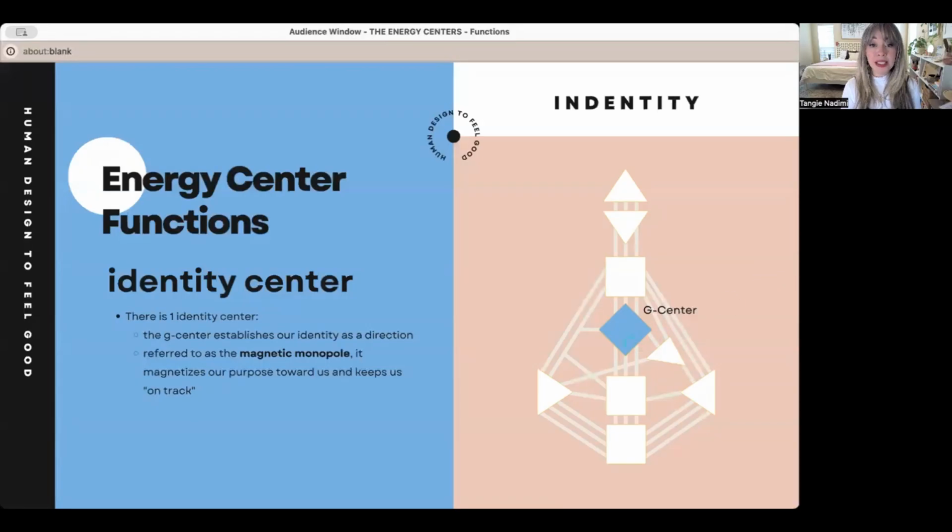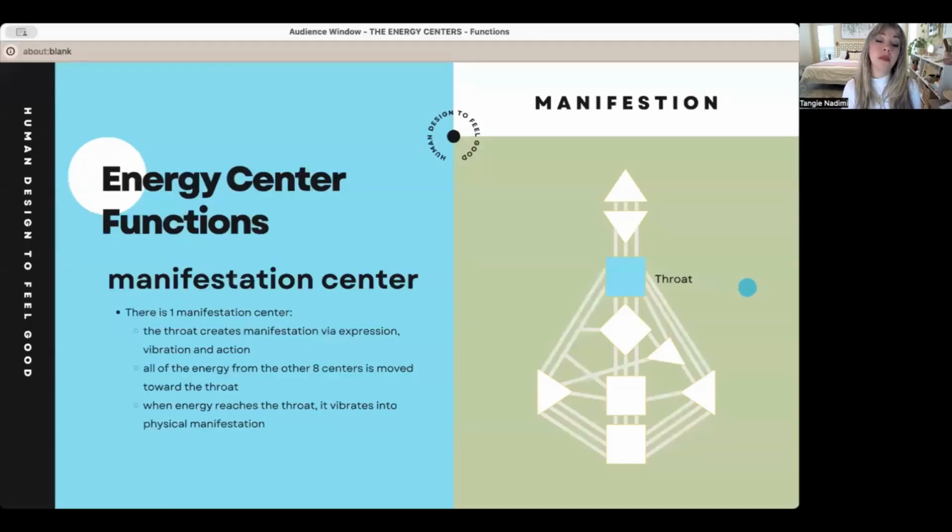Next, we have the identity center, the G center. It establishes our identity as a direction. If you remember from the last lesson, the G center is the energy of love, direction, identity, and purpose. We also refer to it as the magnetic monopole because it magnetizes our purpose towards us and keeps us on track. There's 1 manifestation center in human design, and that is the throat center. The throat creates manifestation via expression, vibration, and action. All of the energy from the other 8 centers is moved toward the throat. When energy reaches the throat, it vibrates into physical manifestation. That is why it's both a center of expression and manifestation.